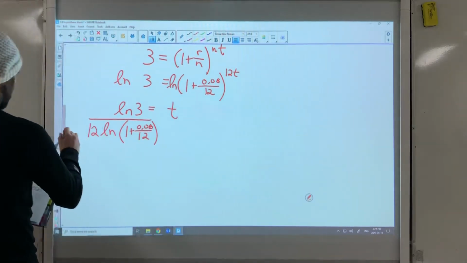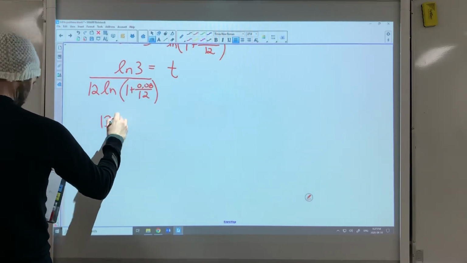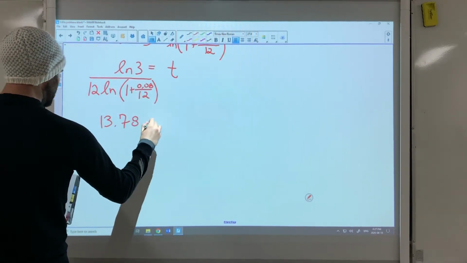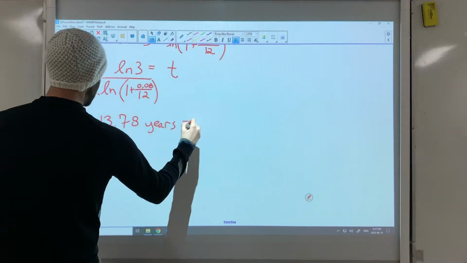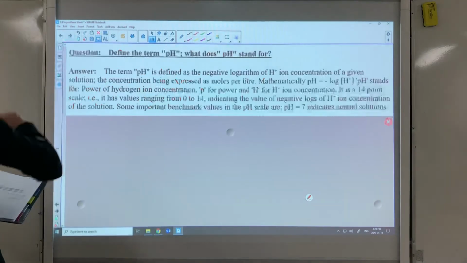So you can go back and look at that one if you're stuck. When you type that in, I get 13.78 years. Again, I should be rounding to 3 decimals, but I'm not. There we go. All right.